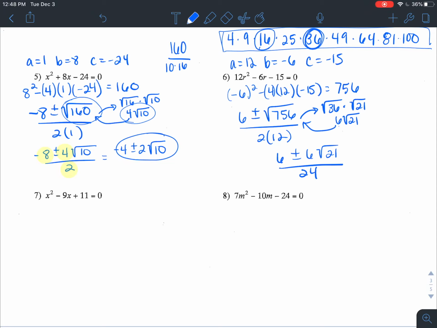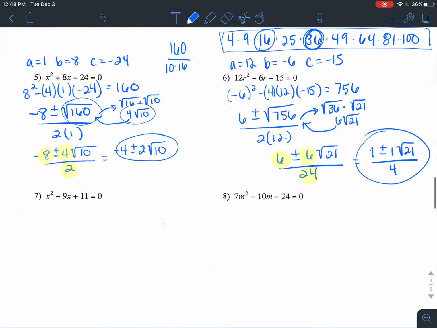So I can then look at all three of these numbers, 6, 6, and 24. What can divide evenly into all of those? And that is 6. So we have 1 plus or minus 1 square root of 21 all over 4. And that's your answer. Okay? Again, I know this looks daunting. I know it looks terrifying, but it's really not that bad. Okay? All right, one last example.